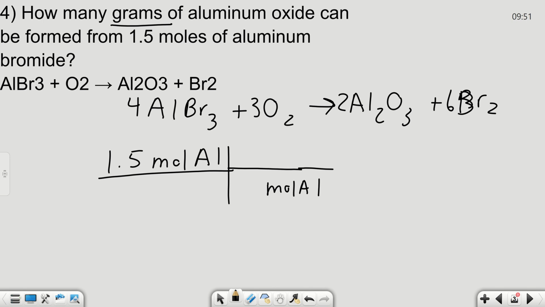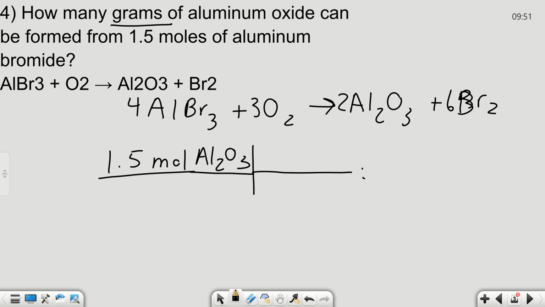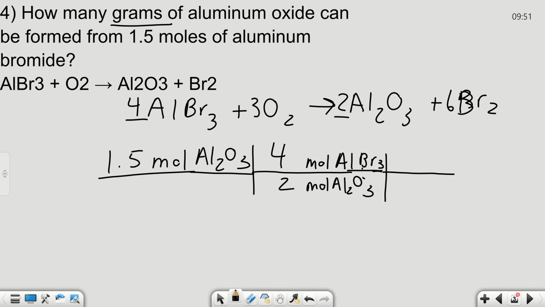Okay? So 1.5 moles of Al, I'm actually finding how much aluminum bromide reacts. Sorry, I'm messing this up. Aluminum oxide. My apologies. I'm not reading it. I'm trying to go too fast. Aluminum oxide. Okay. So I'm coming from moles of aluminum oxide to moles of aluminum bromide. And I found out that aluminum bromide's 4, aluminum oxide's 2. That's the mole ratio, 4 to 2.